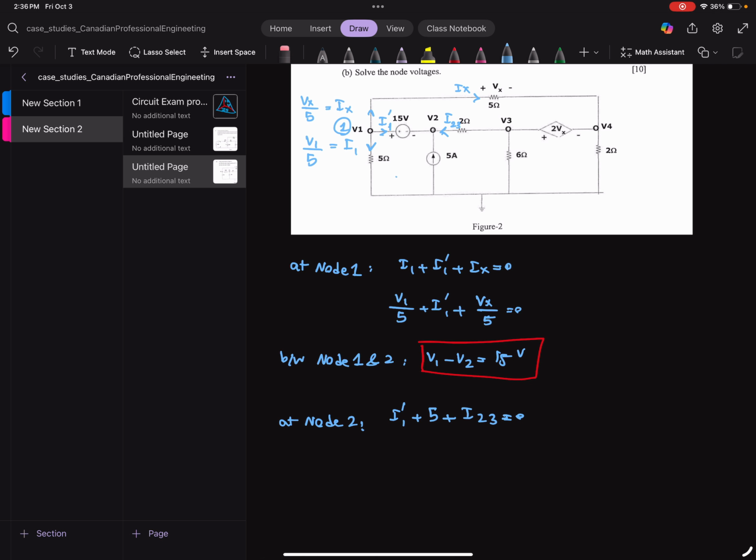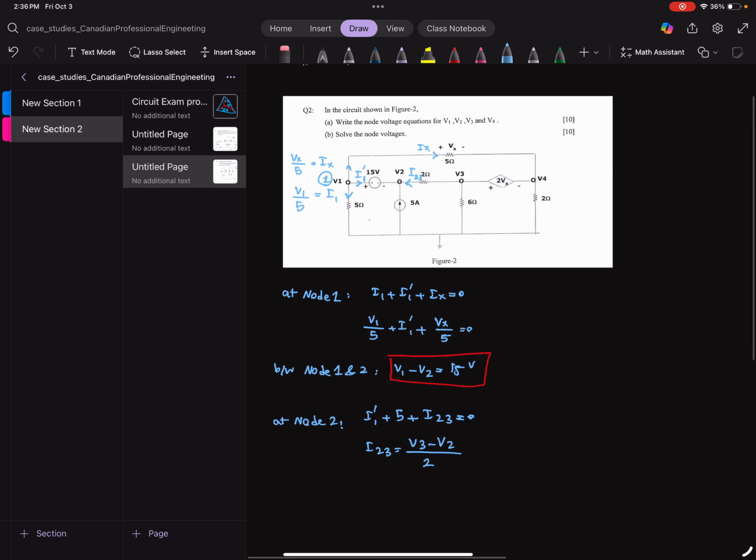Then we have another equation, which is I23 is V3 minus V2 over 2 ohm. Still, this is not the perfect one because we still don't know what I prime 1 is, but we're going to get to that. For now we have I prime 1 plus 5 amps plus (V3 minus V2) over 2 ohm is 0.